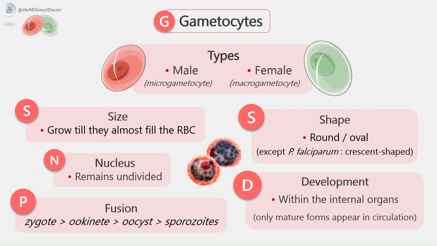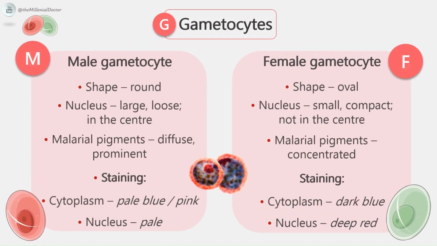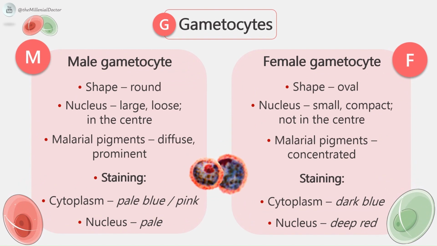The mature Gametocytes are round or oval in shape, except in Plasmodium falciparum, in which they are crescent shaped. Fusion occurs leading to formation of a zygote, which later forms an ookinete, forming an oocyst, and finally formation of sporozoites. These are the features of male and female gametocyte. Male gametocyte is round in shape, crescent in Plasmodium falciparum. Nucleus is large, loose, and in the center, malarial pigments are diffuse and prominent. After staining, the cytoplasm appears pale blue or pink, and the nucleus appears pale.